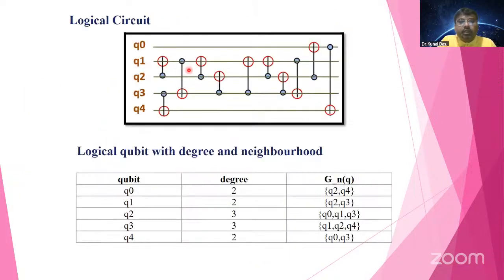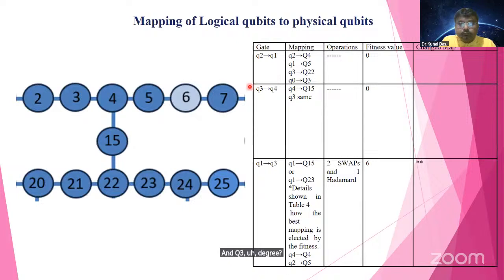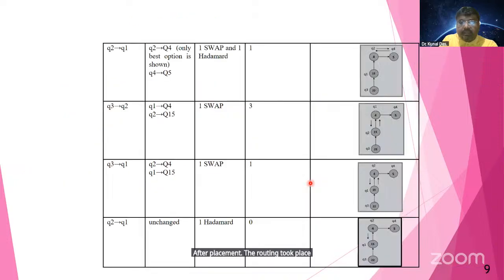Now move to Q1, Q3. That is the Q1, Q3, this one. And what is the Q1 and Q3 degree? Then Q1 can be placed either at 15 or Q1 can be placed at 23. Let's look at that in detail, how we choose after placement, the routing that took place in that case.